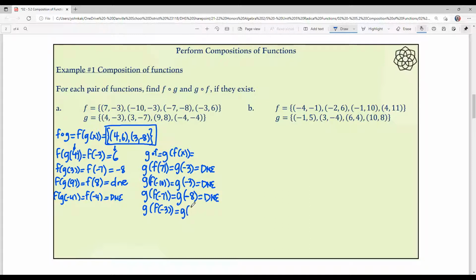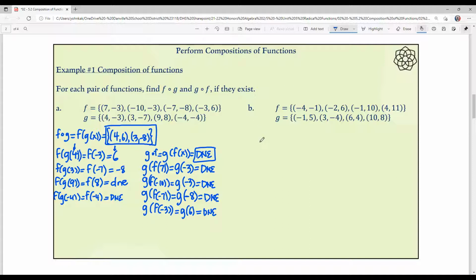Well, f of negative 3 is 6. G of 6 does not exist. So therefore, this composition does not exist. So as you can see, some compositions will exist, some will not. And when you have one that does exist, not all of it has to exist in order for the composition to be found.